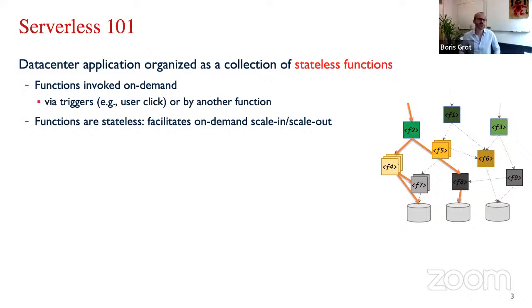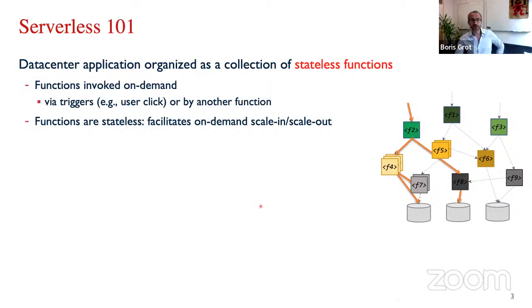So essentially, serverless, also known as function as a service or FaaS, but I'm going to keep using the term serverless to avoid confusion, is a way to run large applications as a collection of stateless functions. Functions are invoked on demand via triggers, which can be, for example, a user clicking or entering something in a web form, or can also be invoked by another function. So functions can call each other, as this graph shows. Let me turn on a pointer here. A function can call another function and so forth.